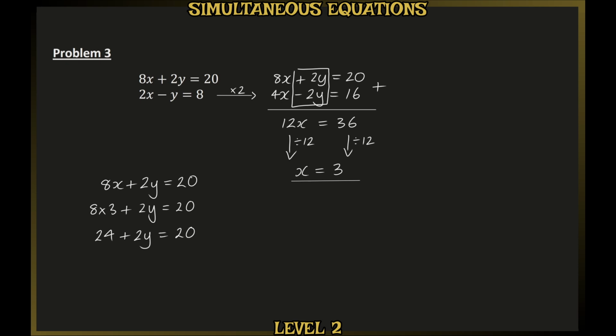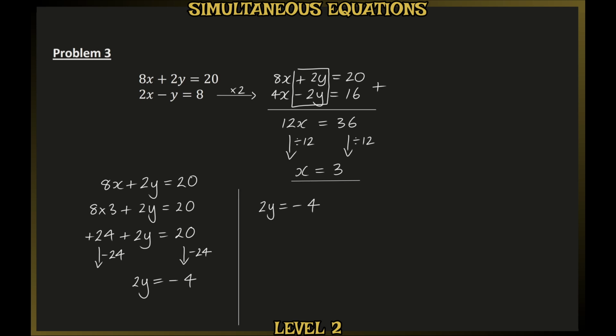And looking at the left, we'd like to remove the 24, and this 24 is a positive 24. So to remove it, we can subtract 24 from the left and also subtract 24 from the right. And on the left, the plus 24 and the minus 24 cancel out to leave us with 2y, and on the right, 20 minus 24 is minus 4.